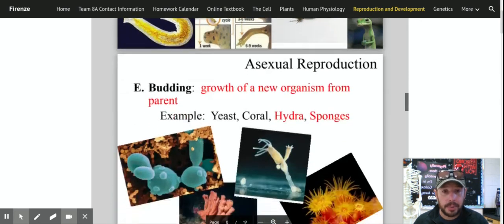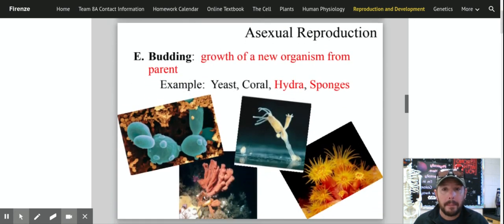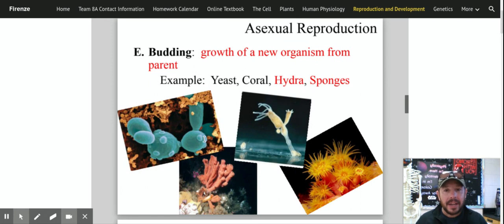Another kind of asexual reproduction is called budding. Budding happens when a new organism just grows right out of the side of the parent organism. It literally grows another one of themselves.